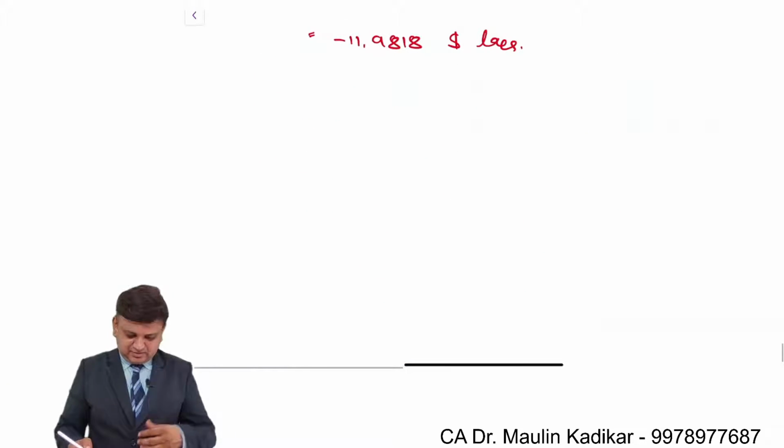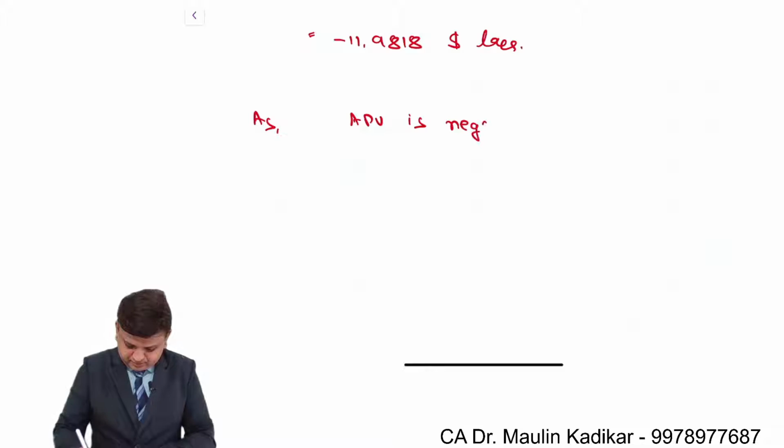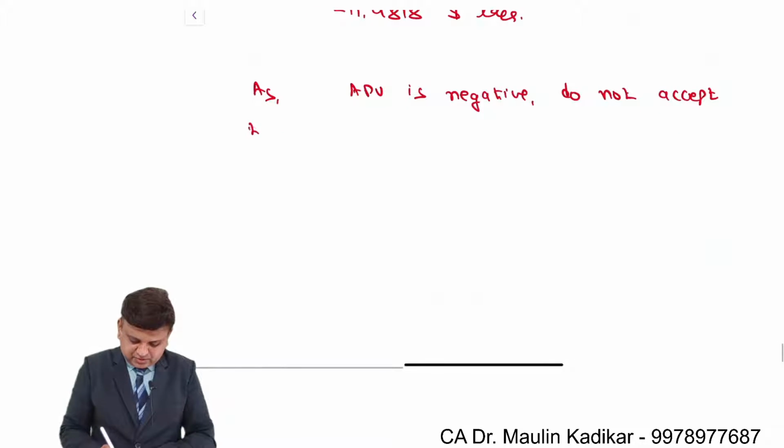So write down the answer. As APV is negative, do not accept the project.